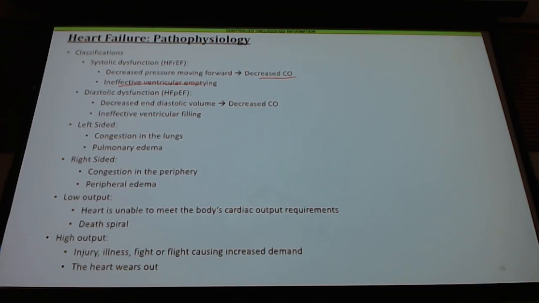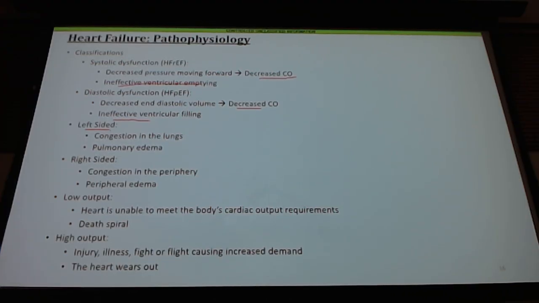When I talk about diastolic dysfunction, or HFpEF, heart failure with preserved ejection fraction, you still have a decreased cardiac output, but it's because you're not filling that ventricle during diastole properly. So now the ventricle is going to squeeze whatever blood is there, but I'm not going to give it a lot. So I'm not going to give it the volume it needs to actually generate a reasonable cardiac output.